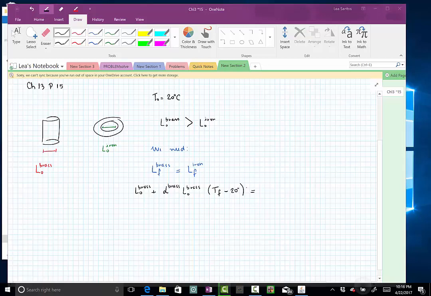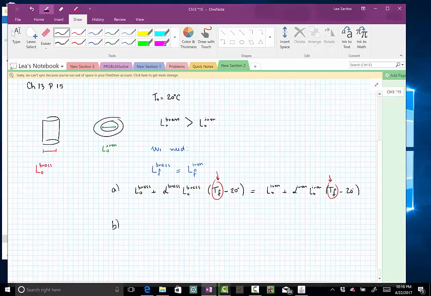And what is that? Same expression: L initial for the iron plus alpha for the iron, L initial for the iron, times that final temperature that we need to find, minus 20. So from this equation, we are going to find this unknown, which is the final temperature to which both have to be brought. So this is question A.